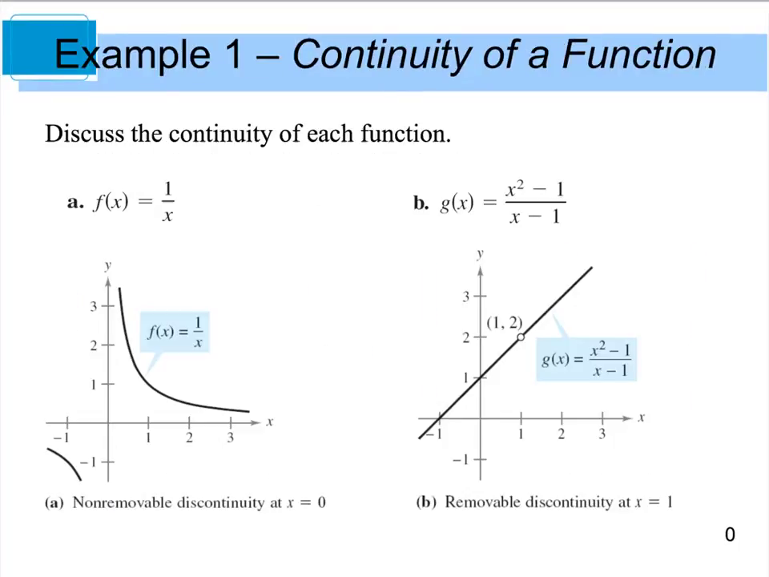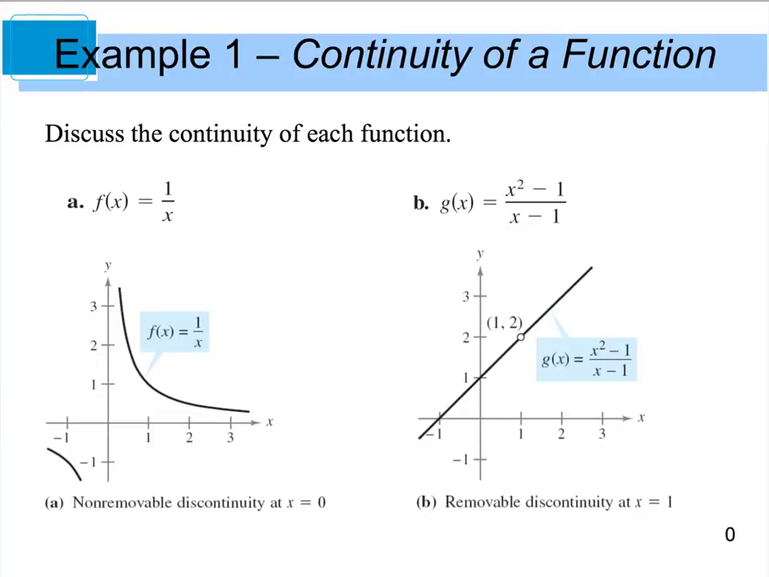So let's go ahead and look at example 1. Example 1 says that we want to discuss the continuity of each function. Well, if you look at f of x equals 1 over x, I know mathematically that x cannot equal 0, or I will have a discontinuous or a non-defined function. And again, because my function is approaching a different value as I'm coming in from the left than from the right, I would say that this has a non-removable discontinuity at x equals 0.